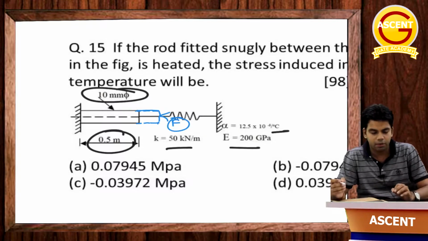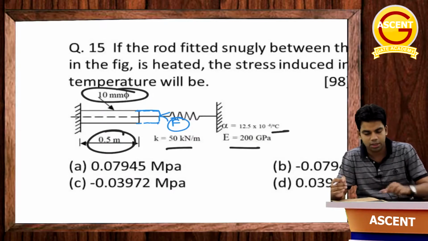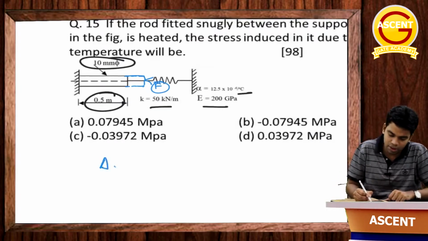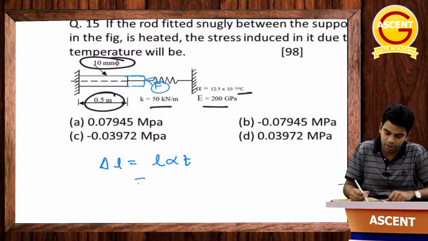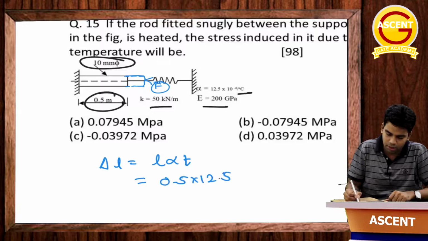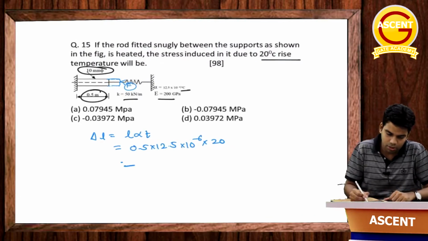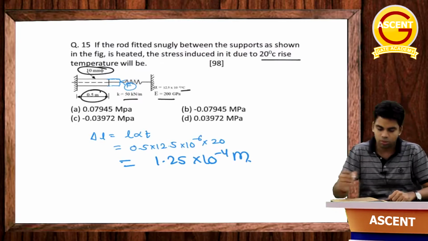So for that, first we will have to calculate the force, and then by dividing it by the area we can calculate the stress. Now how can we determine it? For calculating the force, first we can calculate del L, the total change in length. This change in length is nothing but L alpha T. Getting this? Because of the change in temperature, the total change in length is L alpha T. The total length is 0.5 into alpha is 12.5 into 10⁻⁶ into T is 20 degree centigrade. So from here del L is equal to 1.25 into 10⁻⁴ meter. This is the total change in length.